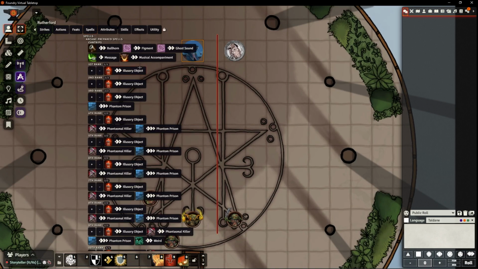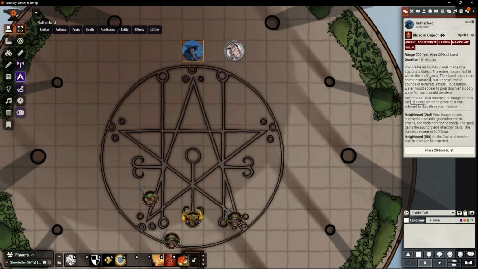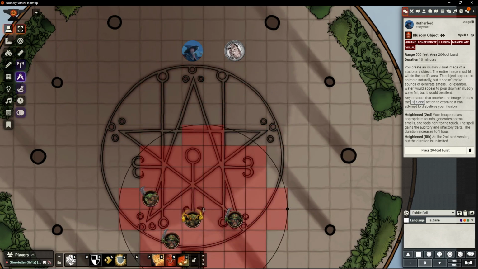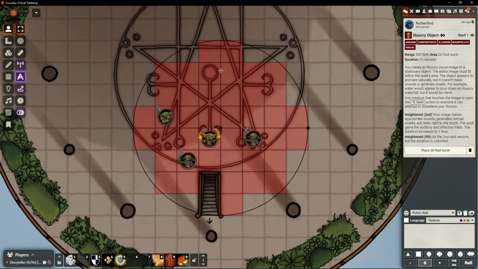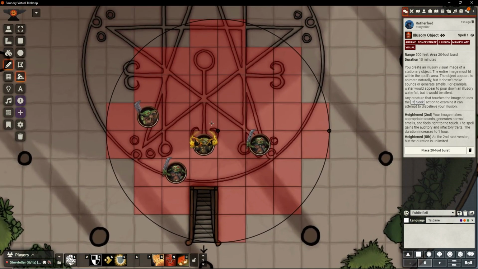Rutherford is going to cast a first rank illusory object. This lets you place a visual image of a stationary object within a 20-foot burst. The entire image needs to fit within the spell's area, and the object appears to animate naturally, but doesn't make sounds or generate smells. So, Rutherford here is going to cast illusory object, and then I'll take the drawing tool. He has set up a little wall right here along that side. It's just a brick wall 5 feet tall.